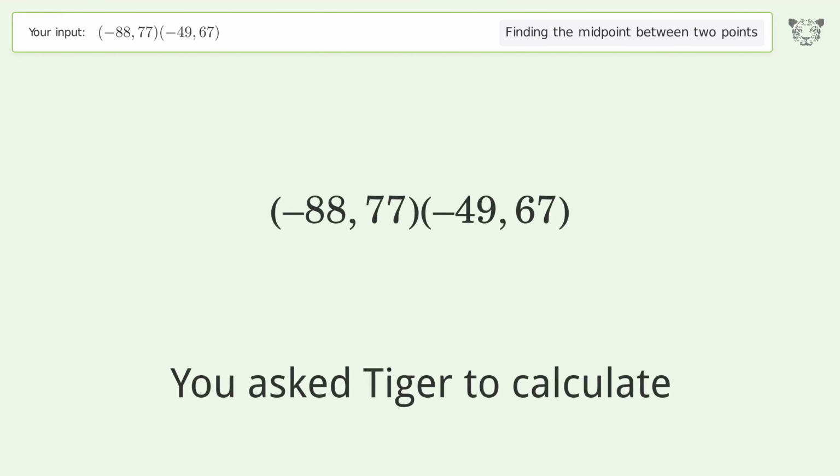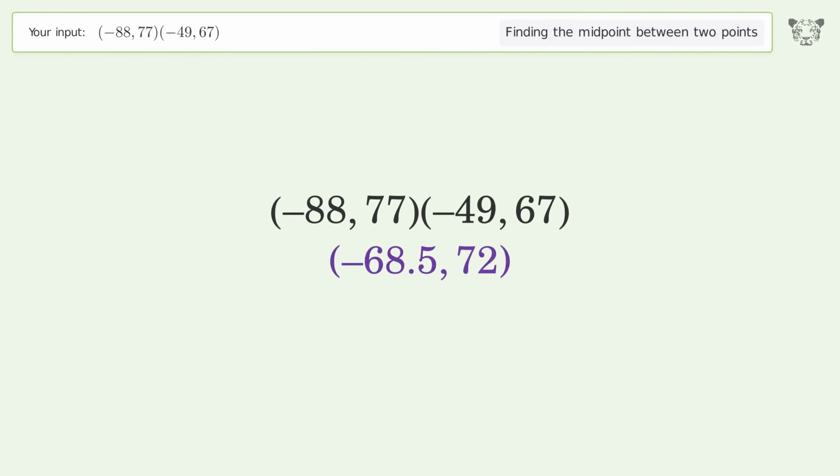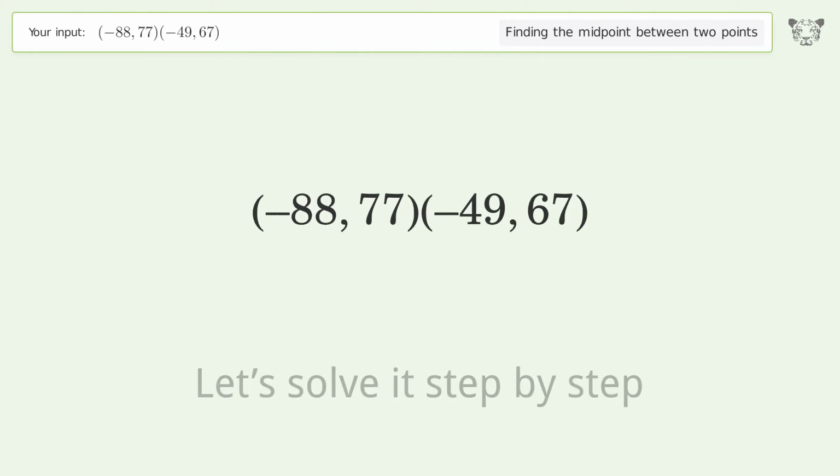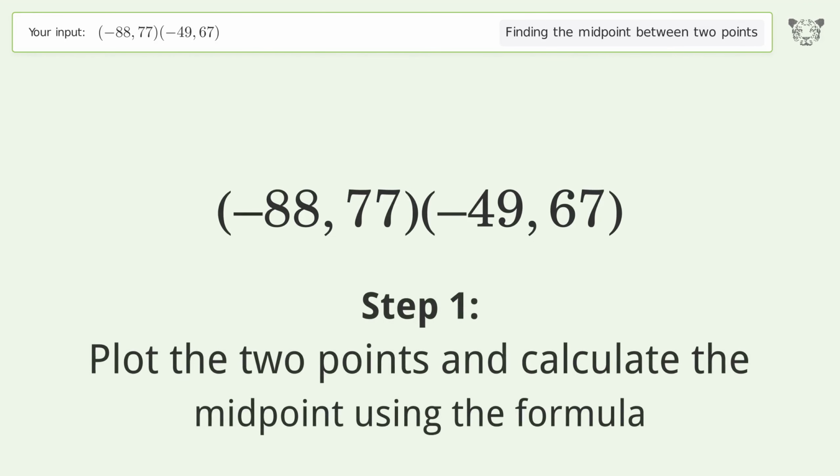You ask Tiger to calculate. This deals with finding the midpoint between 2 points. The midpoint between the 2 points is negative 68.572. Let's solve it step by step. Plot the 2 points and calculate the midpoint using the formula.